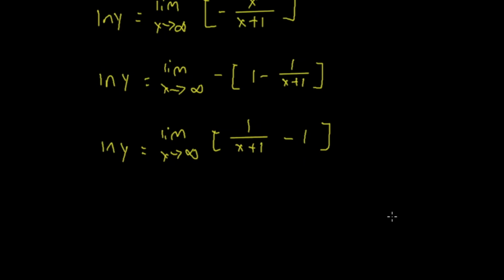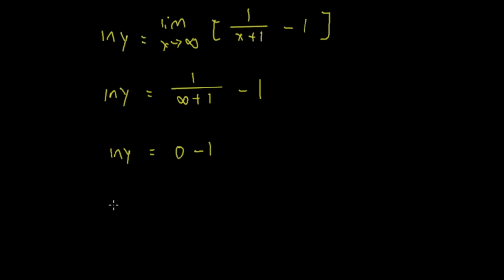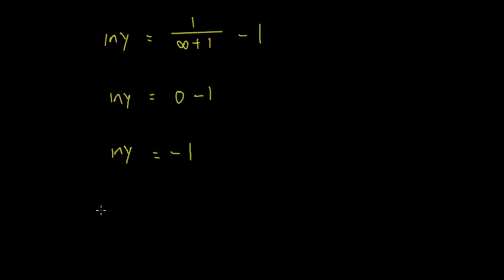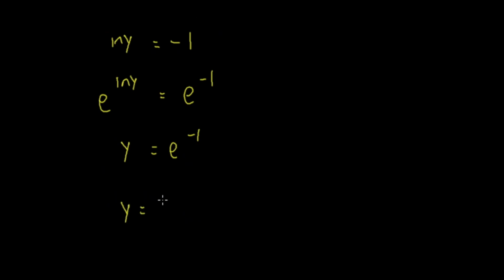Now you can put infinity into x here, right? Okay, so what is that? 1 over infinity plus 1 minus 1. And as you know, this term would approach 0. So we have ln of y equals 0 minus 1. ln of y is equal to minus 1. And of course, we have to take the exponential of both sides, right? So I can get y. So y is equal to e to the negative 1. And that's the same as 1 over e.